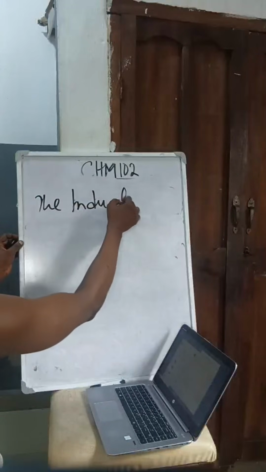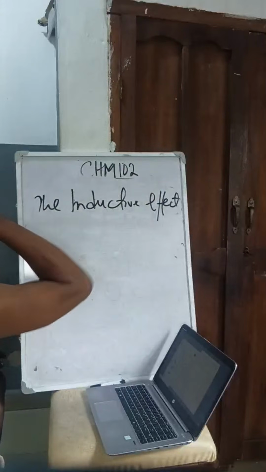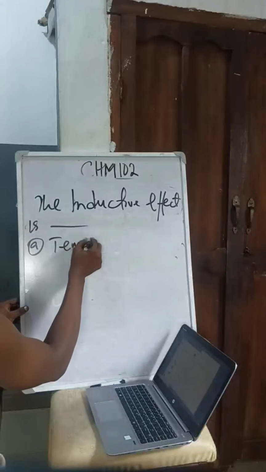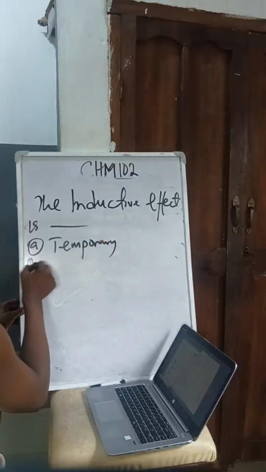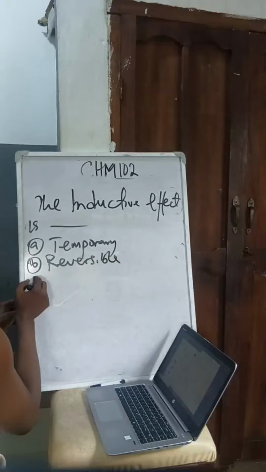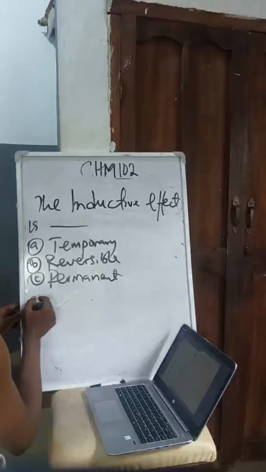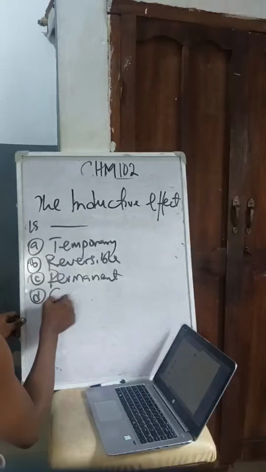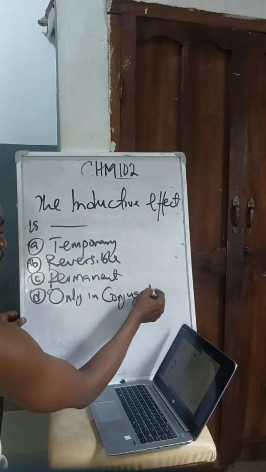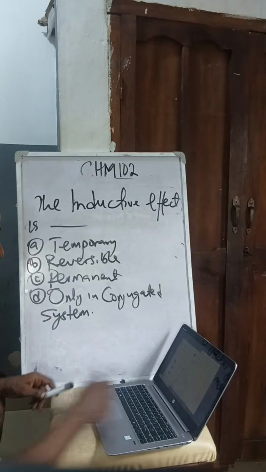The inductive effect is: A. Temporary. B. Reversible. C. Permanent. D. Only in conjugated system. The correct answer should be dropped sharp sharp.